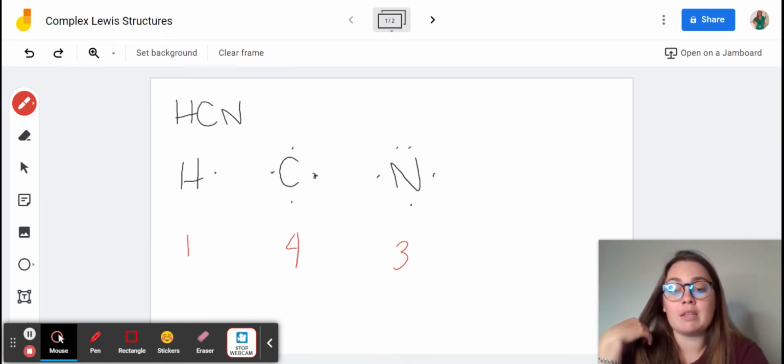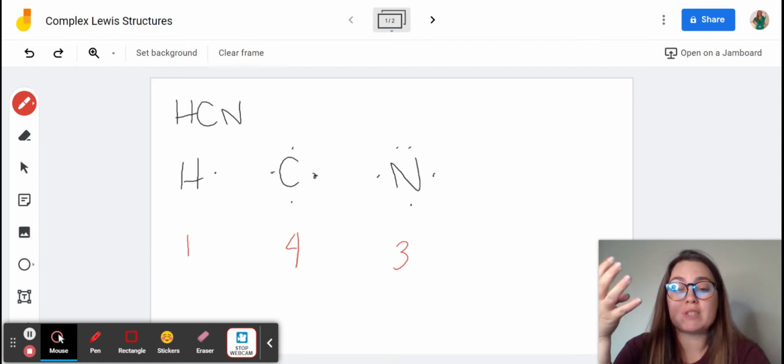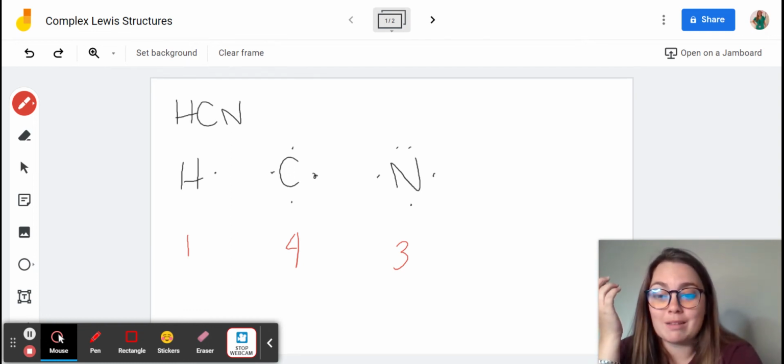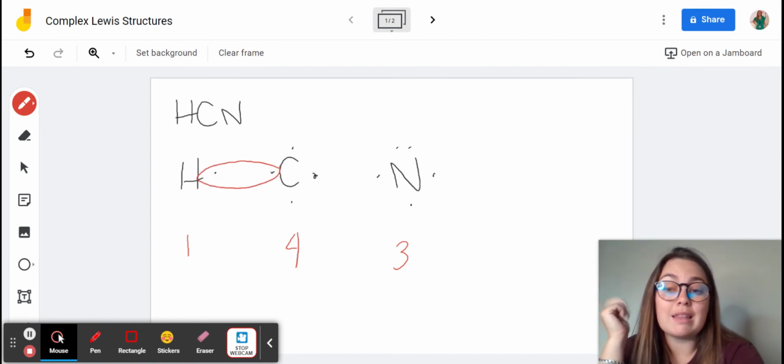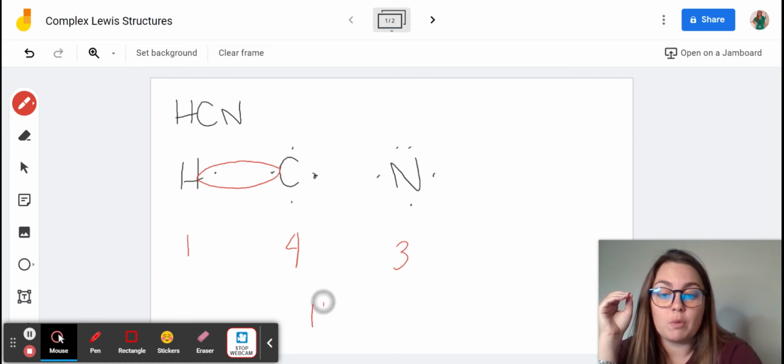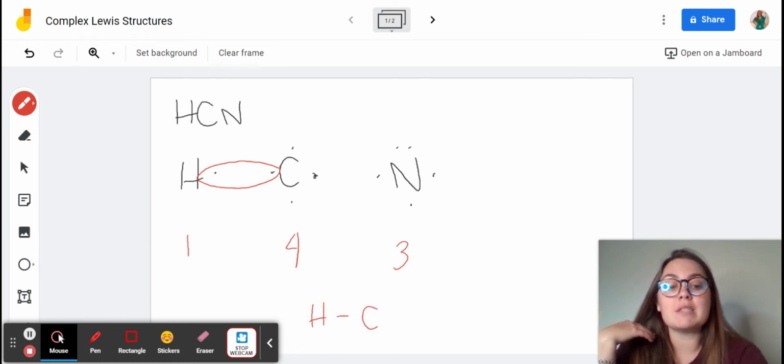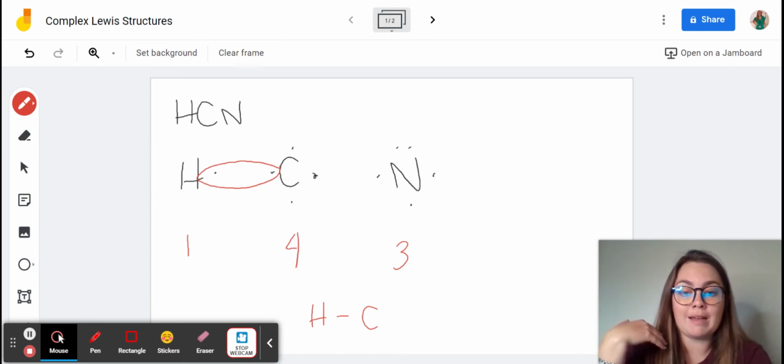Nitrogen has to make 3 bonds. Carbon has to make 4. Hydrogen has to make 1. Well, 1 plus 3 is 4. So if the hydrogen bonds to the carbon like so, then the hydrogen will be happy. It's now got its 2 valence electrons. We've got hydrogen with 2 valence electrons bonded to carbon, but the carbon still needs to make 3 more bonds.